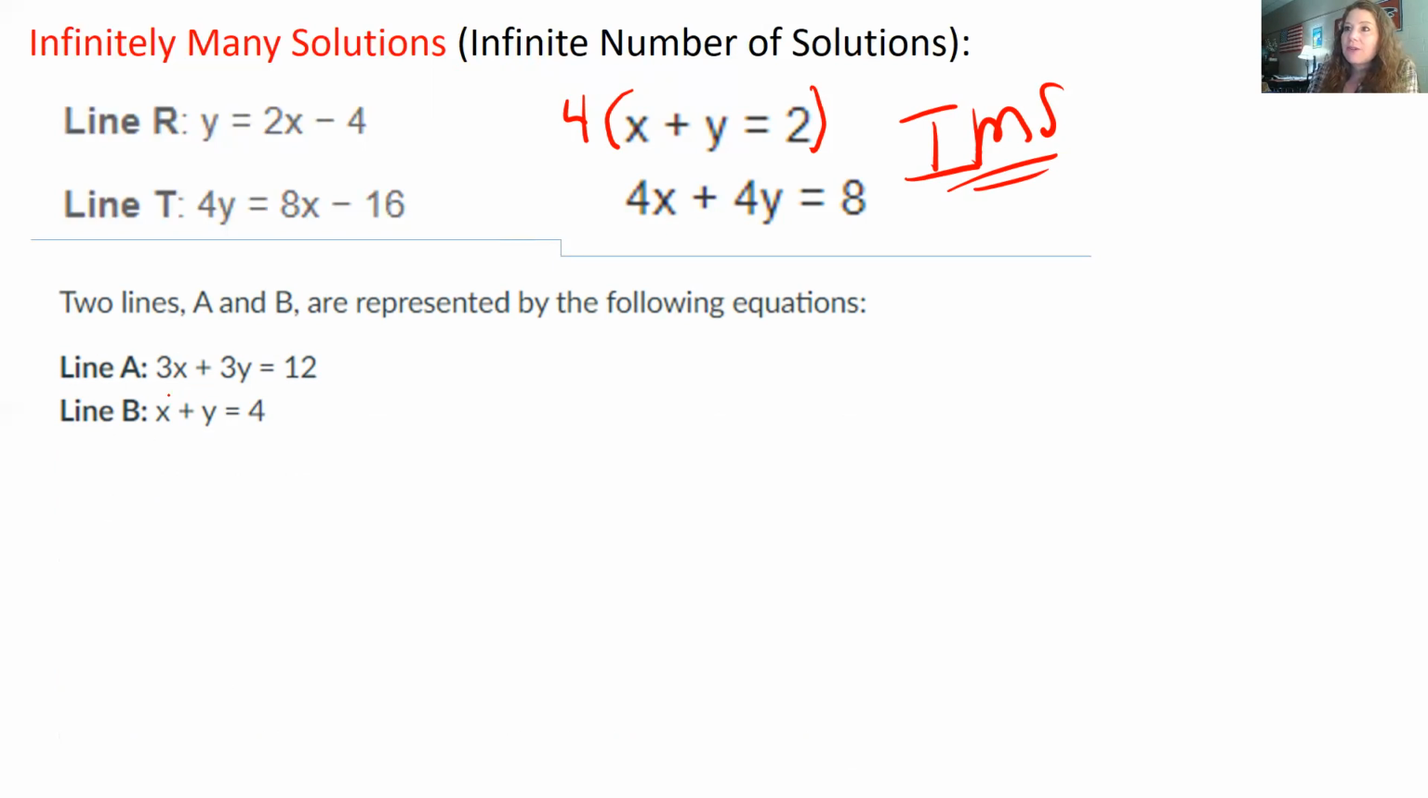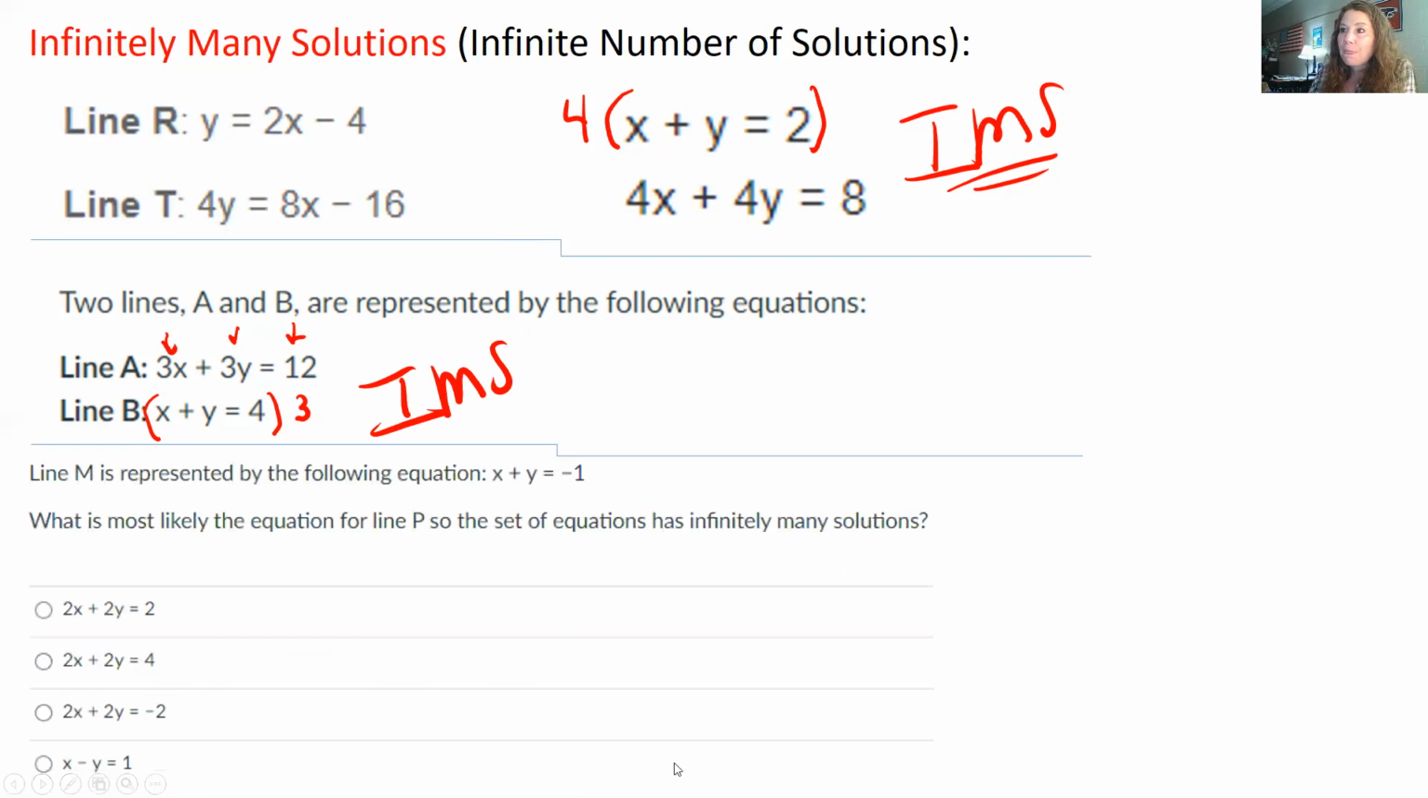All right, so here is an example I got from your little formative quiz. Do you see the pattern? What can I multiply all of these numbers by? 3, right? 3 times x is 3x, 3 times y is 3y, and 3 times 4 is 12. Now, every single number would have to be able to be multiplied by the same digit to get the other solution. So we have infinitely many solutions because we see that pattern.